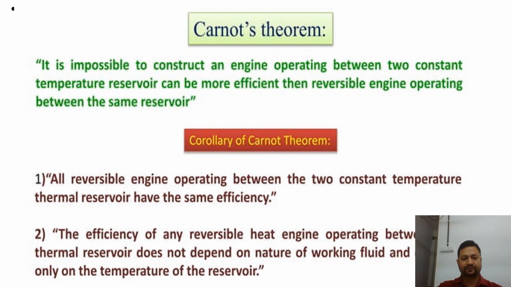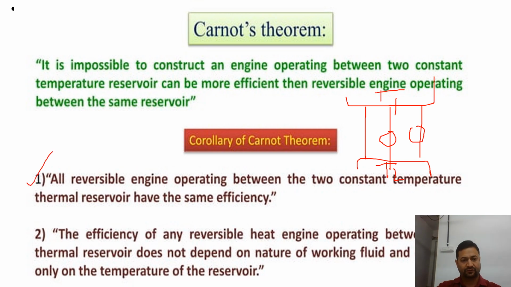Suppose we have a number of heat engines, 1, 2, 3, 4. If their temperature limits, T1 and T2, are the same, then whatever number of reversible heat engines you put, heat engine 1, heat engine 2, all will have the same efficiency. This was the first conclusion of the Carnot theorem. Secondly, the efficiency of a reversible heat engine will always be greater than that of any irreversible heat engine. This is your second statement.